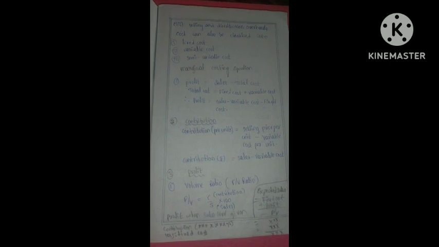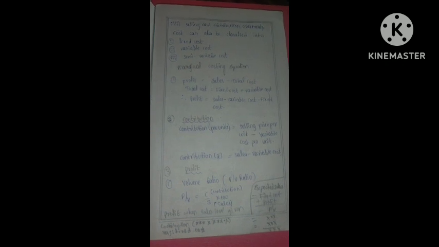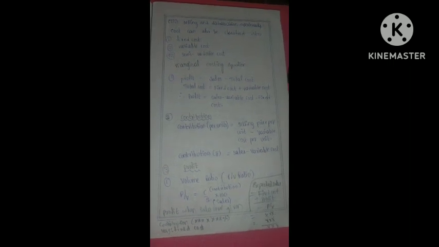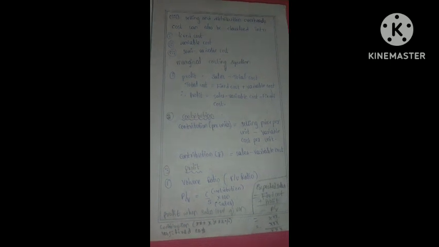Costs can also be classified into fixed cost, variable cost, and semi-variable cost. Fixed cost means a cost which remains the same and does not change. Variable cost means the cost varies and does not remain the same. Semi-variable cost means it contains half fixed and half variable costs.